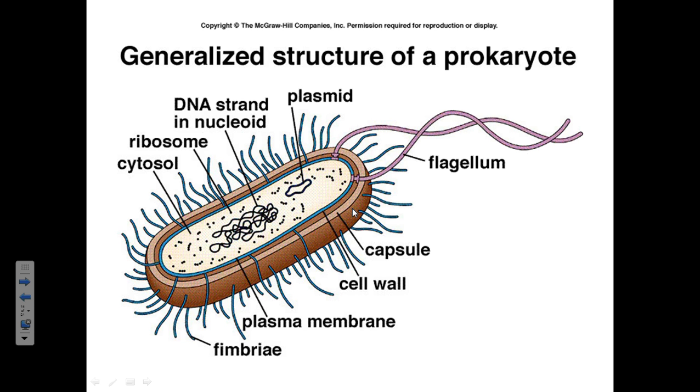What's the capsule made out of? Mucus. It's like a mucousy coat, mainly there to protect them from what two things? Drying out, desiccating, and immune systems. Just underneath that capsule is the cell wall, and that would be the blue stuff here. And that cell wall is made mostly of peptidoglycan, part protein, part sugar.